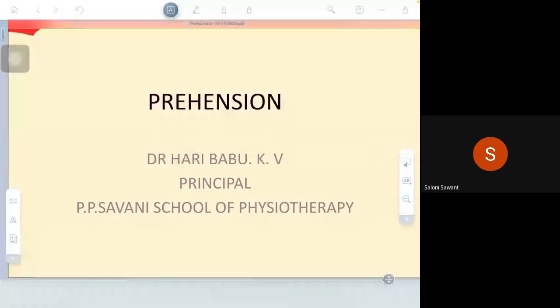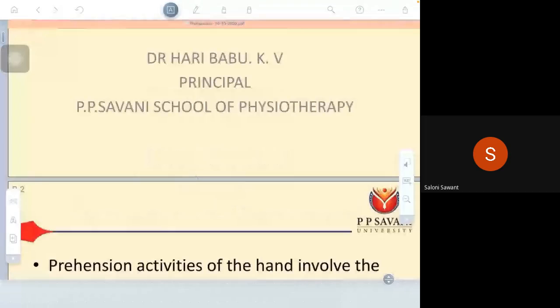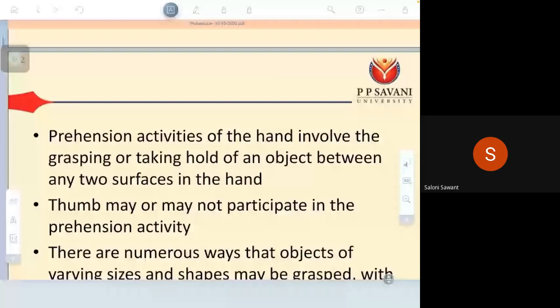So today's topic is prehension activities. So what is prehension activities? Prehension activities of the hand involves grasping or taking hold of an object between any two surfaces of the hand.